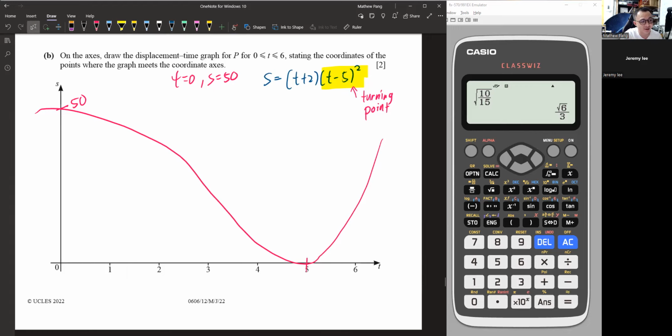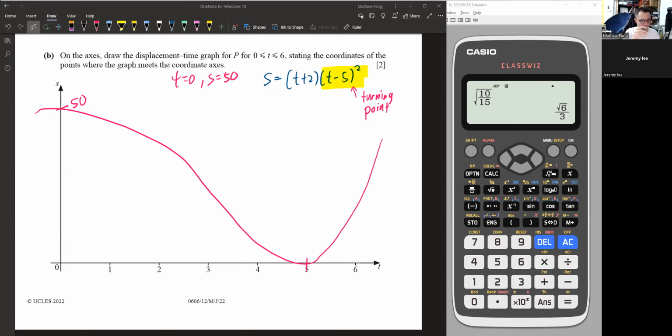Any questions so far, Jeremy? Okay, I just want to double confirm my graph is totally fine. So let me put up my marking scheme, but it should be quite obvious.